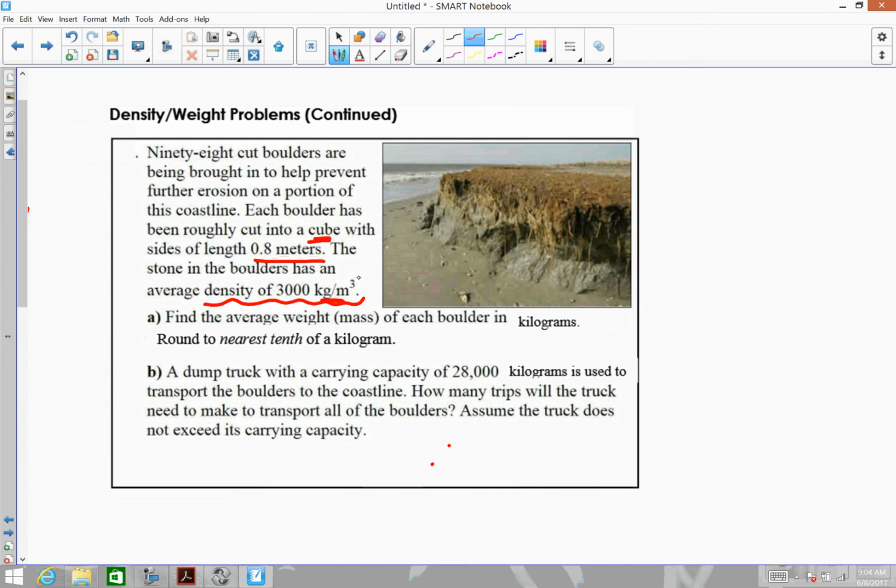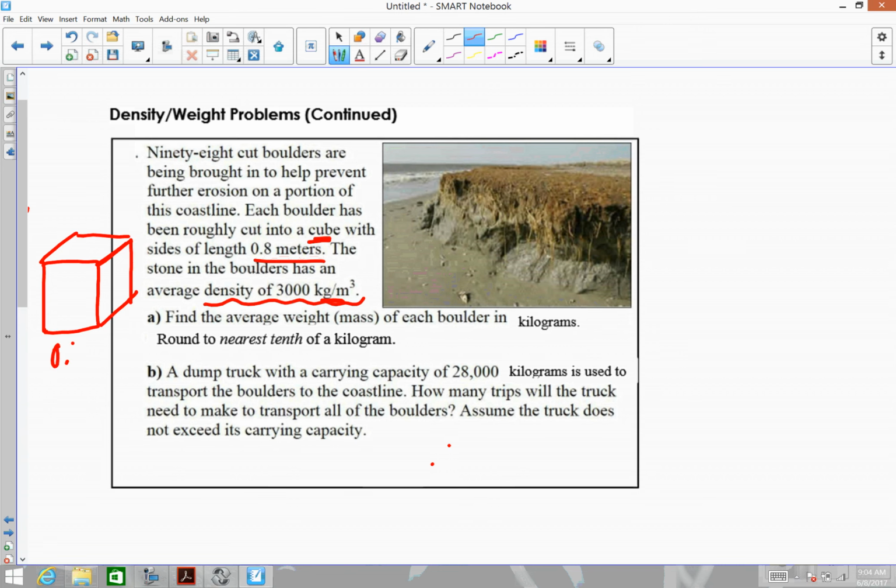So in this case, we're in good shape because my dimensions of the cube are in meters, and so are the units here. So if I go ahead and just sketch out this cube to represent one of these boulders.